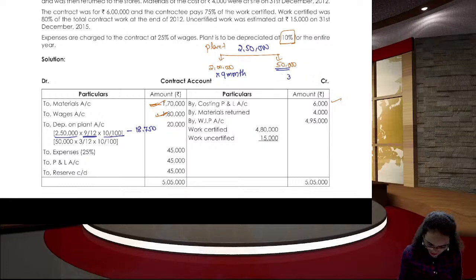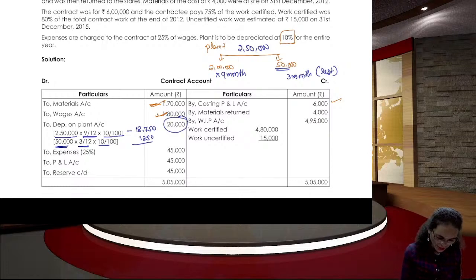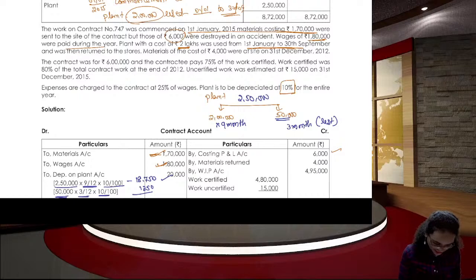So for the rest of the 3 months, 50,000 into 3 divided by 12 into 10% is 1,250. So put together you will get the depreciation as 20,000 rupees. I hope you understood. The depreciation part is done. And what did he say again?